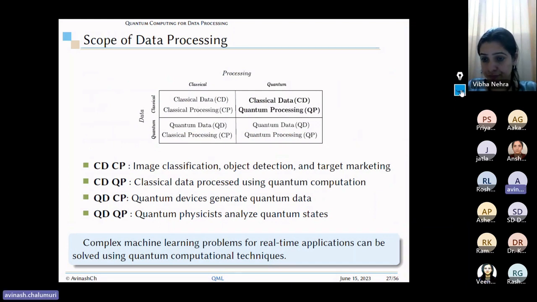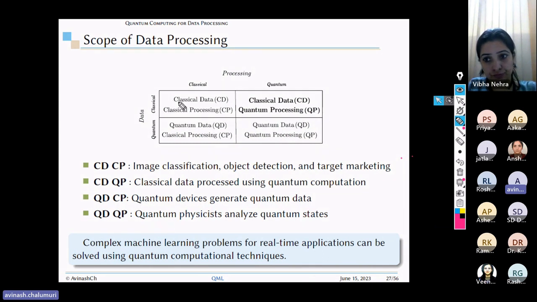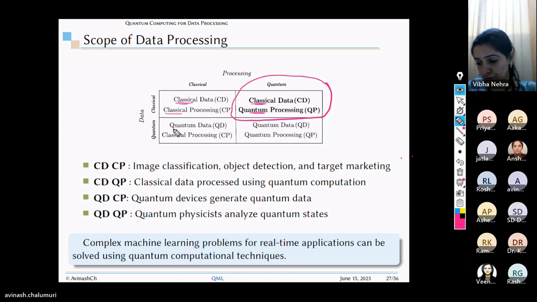So how to process the data using a quantum computer? You can either select both classical data and classical processing, or you can select classical data and use quantum processing. This is what our talk is focused on: classical data and quantum processing. And you can also see in the future, there will be some quantum data and quantum processing.